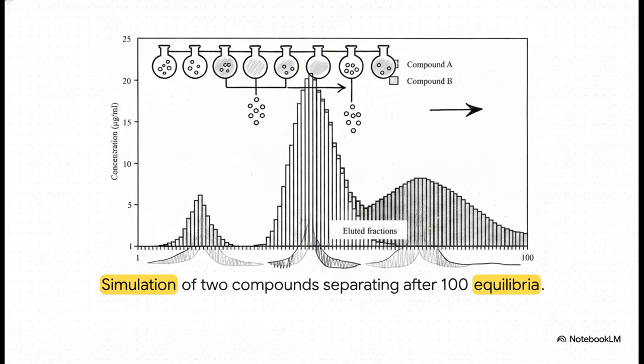It tracks the elution of two different compounds, let's just call them A and B, flowing through a column configured with 30 theoretical plates. When you look at the composition of the mixture at the outlet of the column after the first 100 equilibria steps, you'll notice something amazing. Those discrete blocky calculations start to form distinct, recognizable peaks, physically separating compound A from compound B.